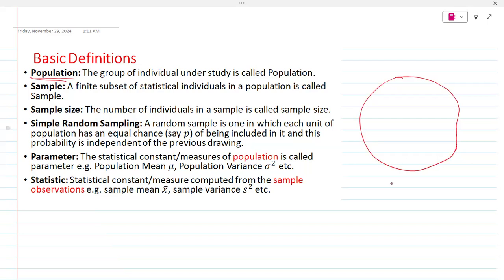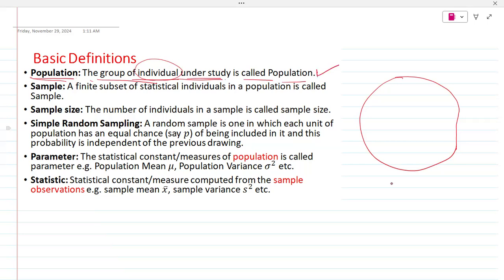Here we can also say that the group of individuals under study is called population. Instead of individuals, it may be another thing. This study may be regarding animals also. So this is a population. Under study means that we are trying to estimate something about this population.